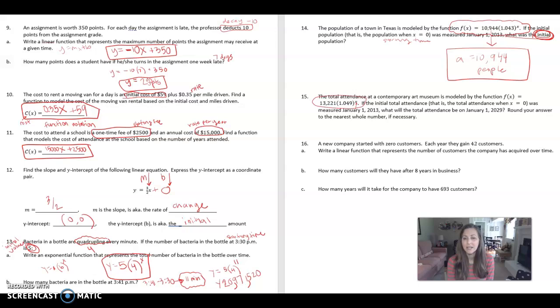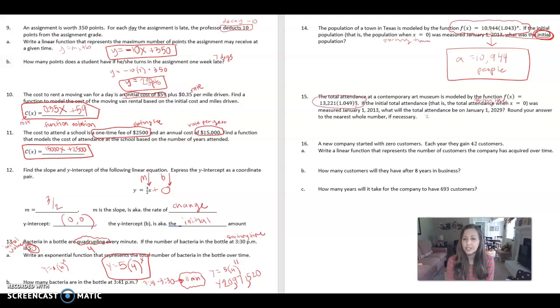X is elevated. If the initial total attendance is given at the starting time, this is your starting time. Right here it says X equals 0. What will be the total attendance? Oh, I'm sorry, different question. What will be the total attendance on January 1st, 2029?